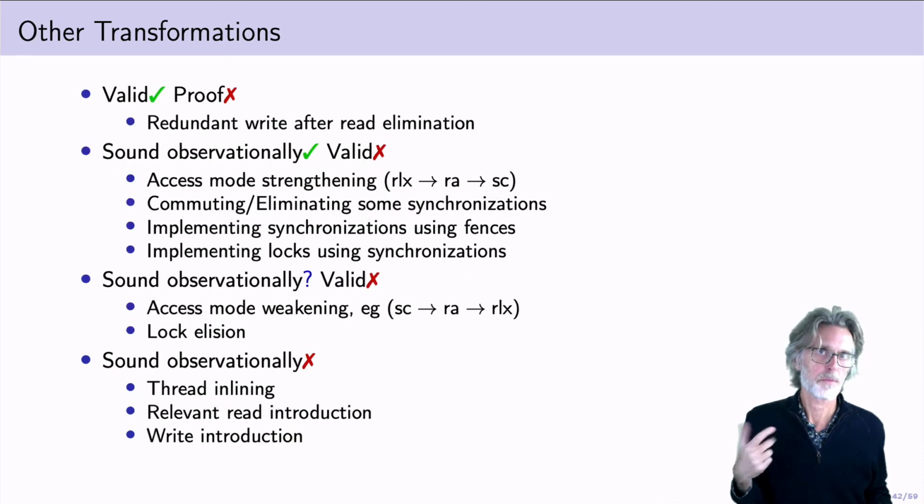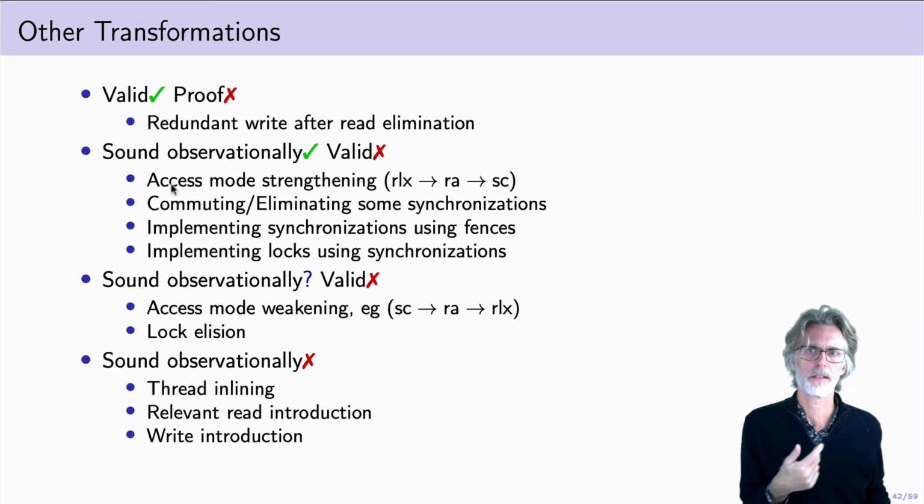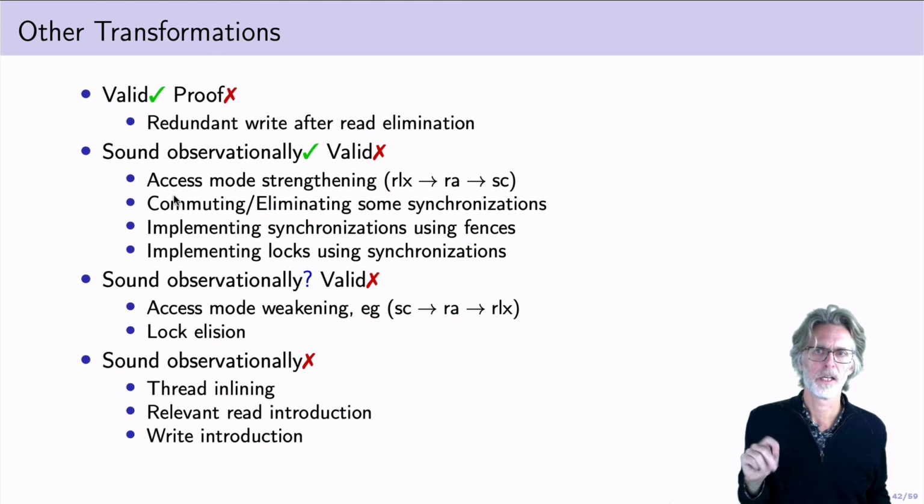In the paper, we discuss many transformations, but not all of them. So for example, redundant write after read elimination, we believe it's valid in the model, but we haven't proved it. There's many things that are sound observationally, but are not valid in the model, such as access mode strengthening, commuting synchronizations, implementing synchronizations using fences.